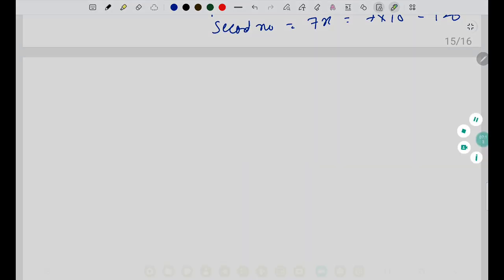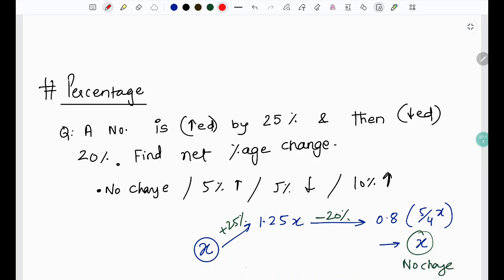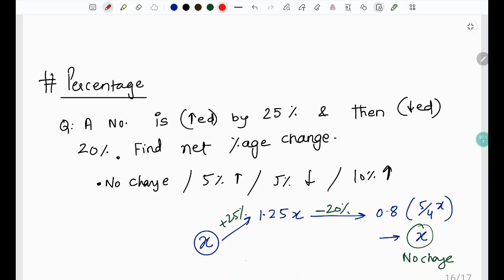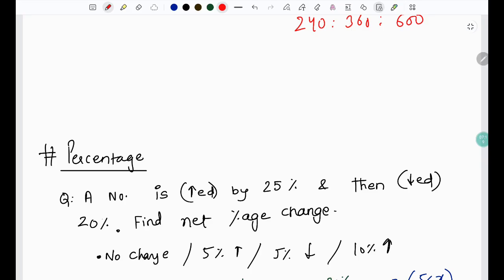Let's see the other question. So here is another question on percentage. It says that a number is increased by 25% and then reduced by 20%. So find the net percentage change in the number. Is it no change, 5% increase, 5% decrease, or 10% increase?